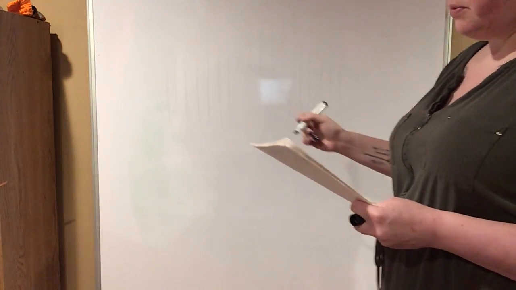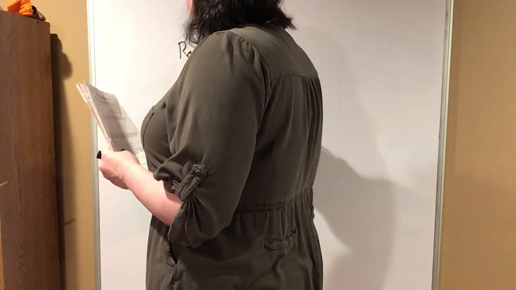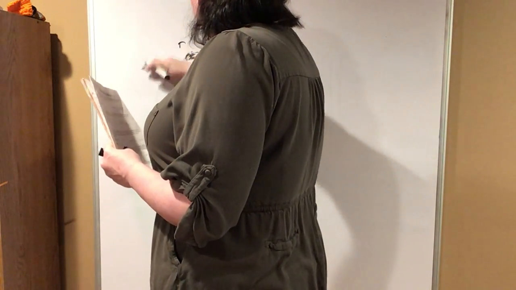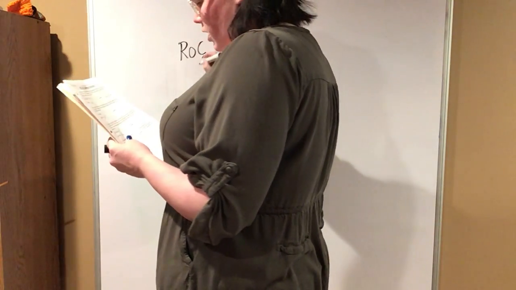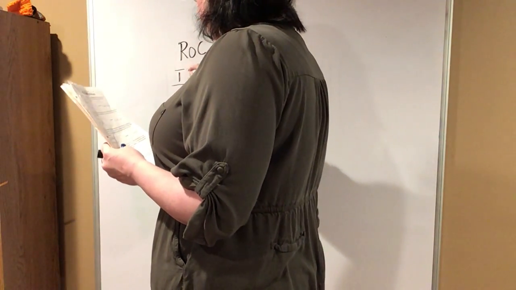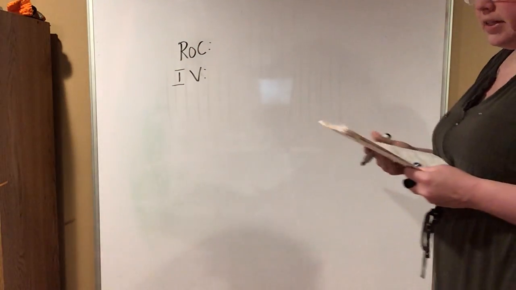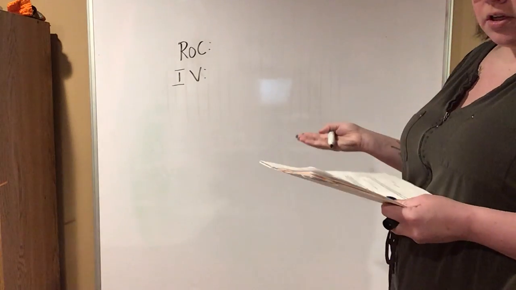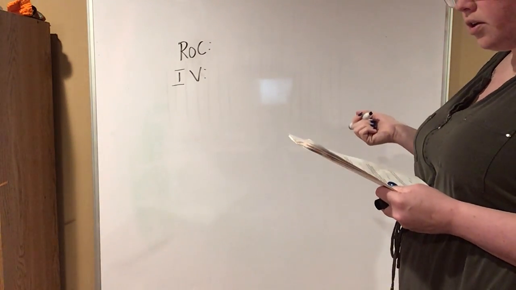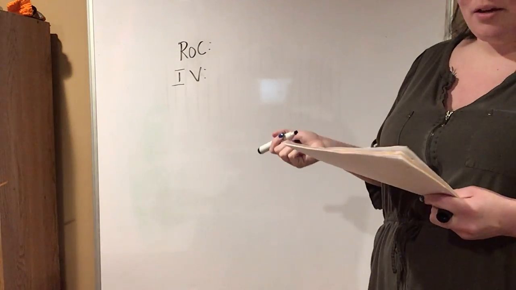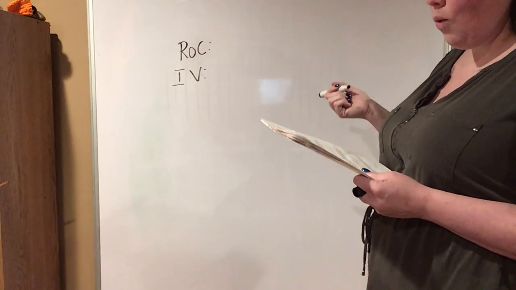So the relative information we're going to need is our rate of change and the initial value. Okay? So if I read this and I say you have $1,200 in your bank account. You deposit $320 from your job into your account every week. You're going to write an equation that models how much money is in your account, Y.